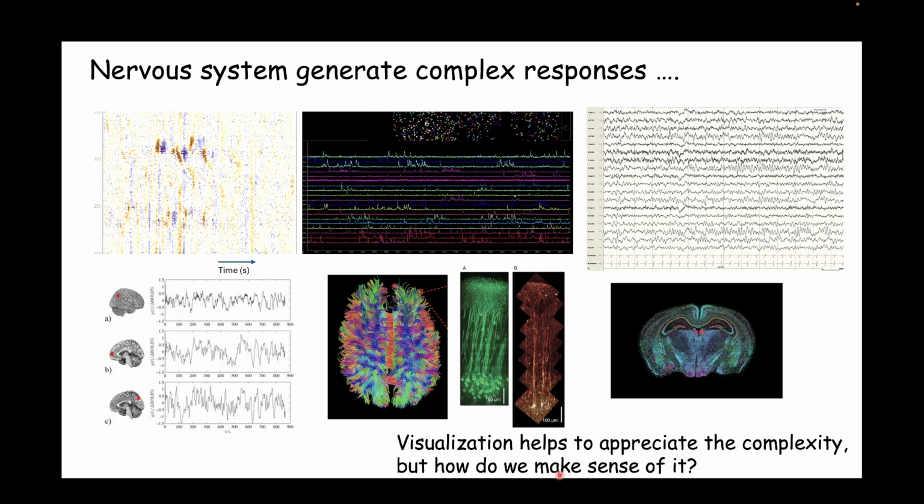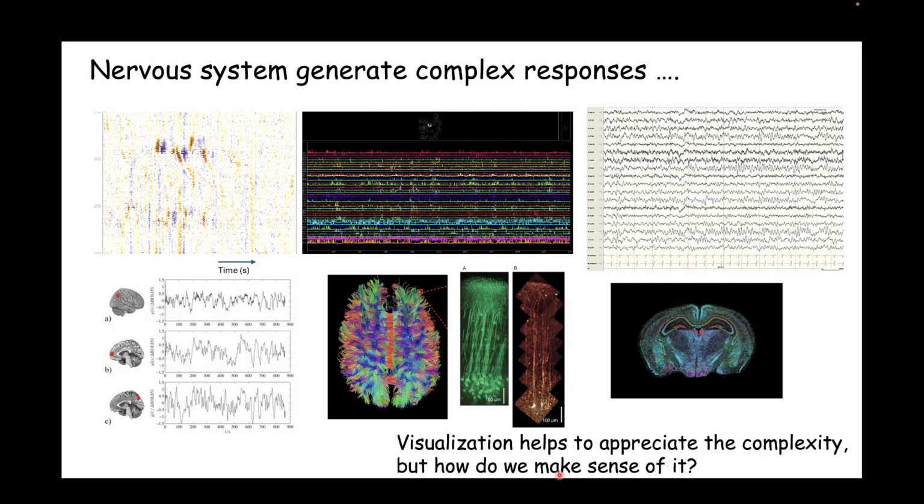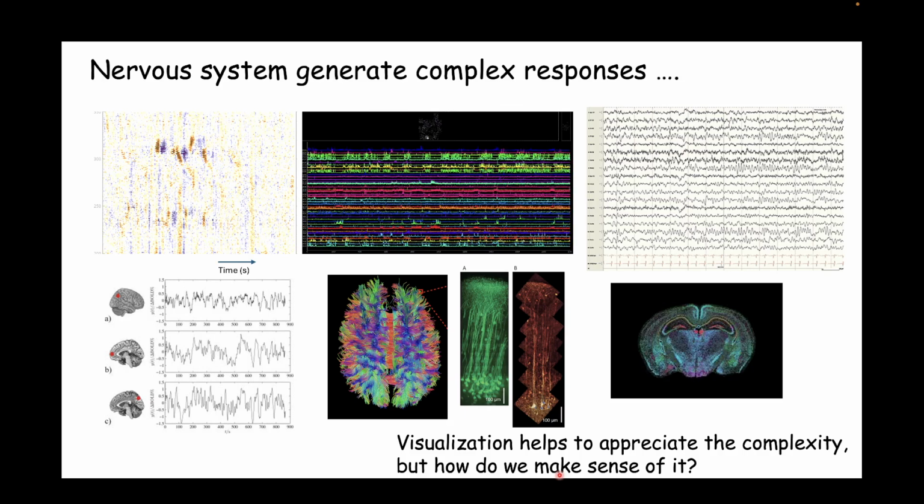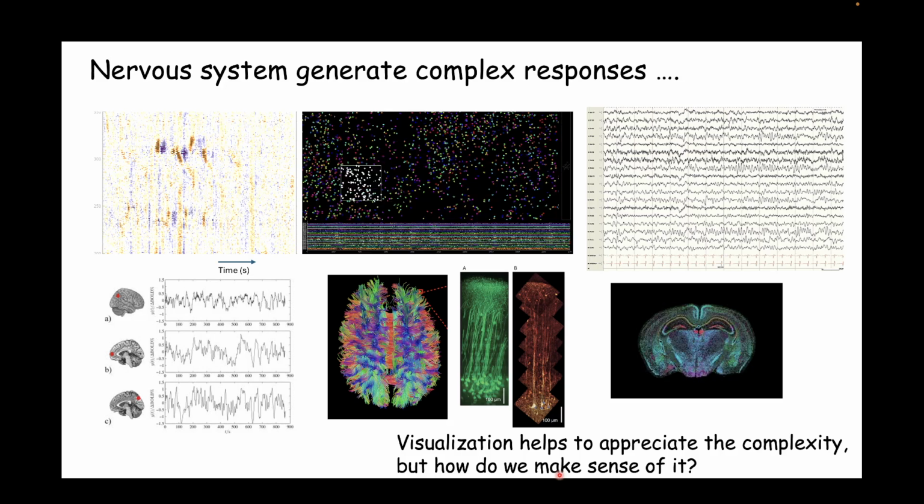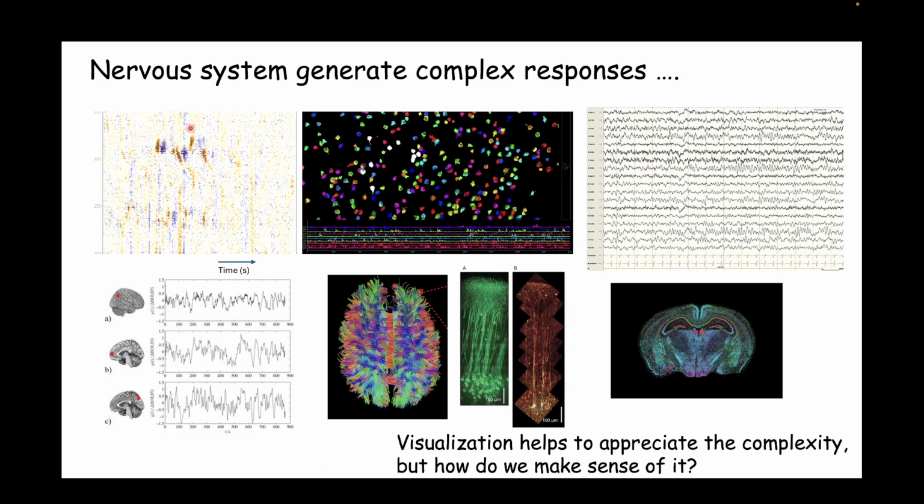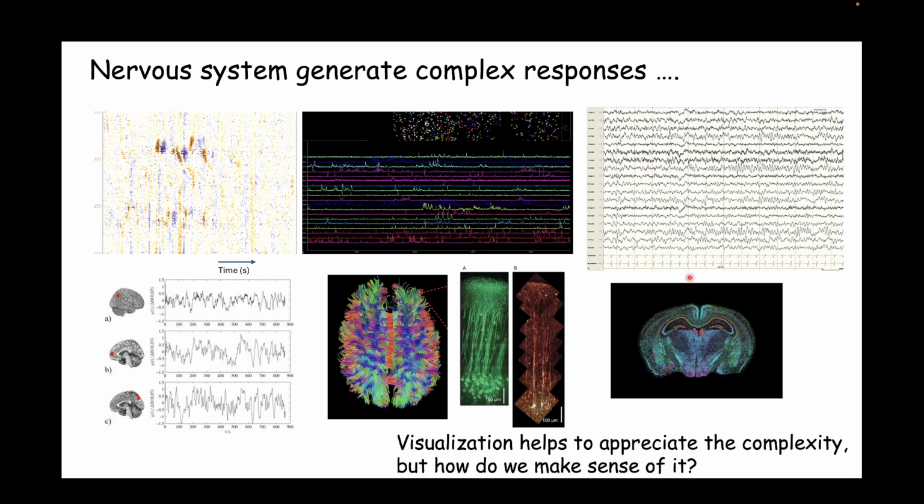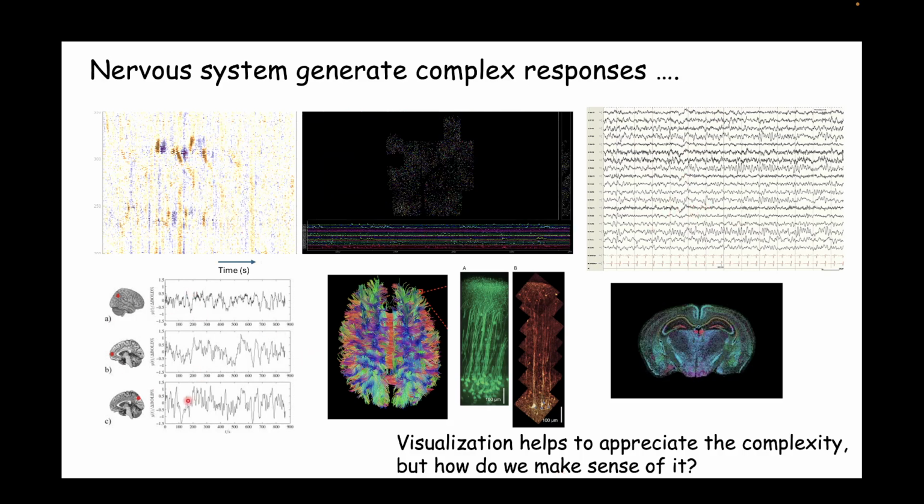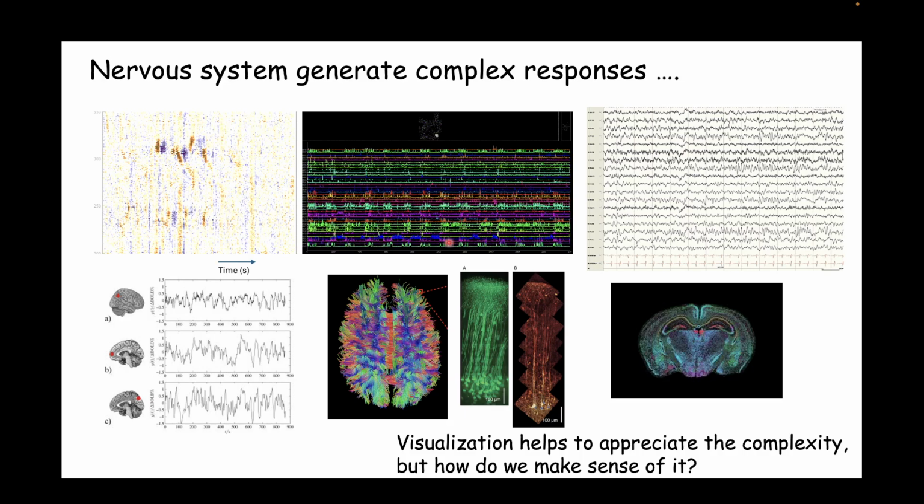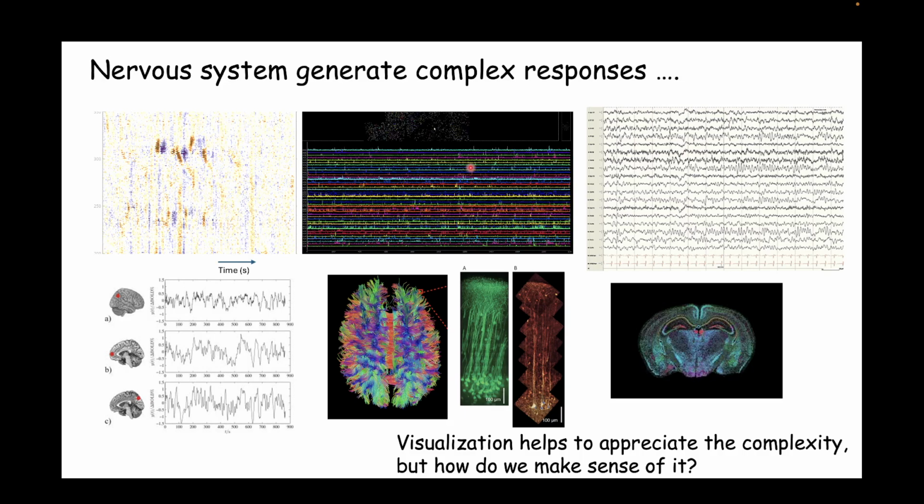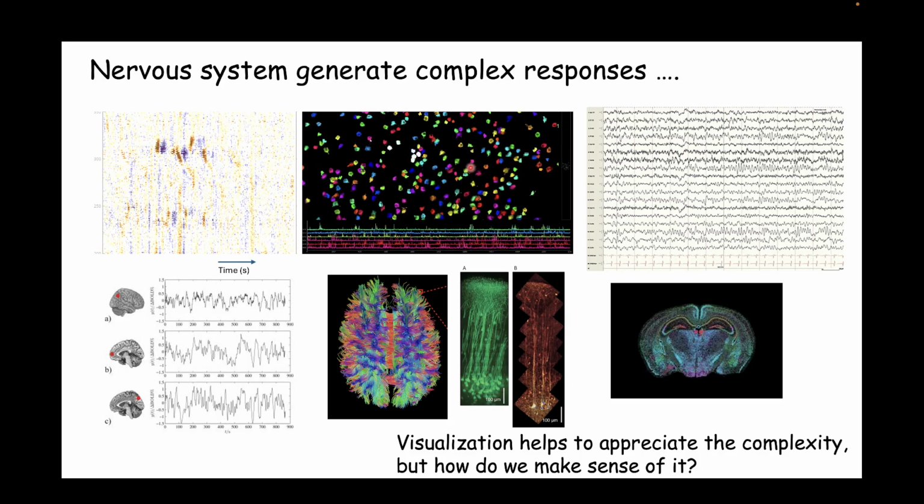So the main point is that visualization helps to appreciate the complexity, but the main question is how do we make sense of this. That is what this course helps you with, how to make sense of neural data, and mainly we'll be focusing on electrophysiology, EEG responses, BOLD responses, and photometry data, which almost looks like calcium imaging, but is slightly different, though the principle is the same.